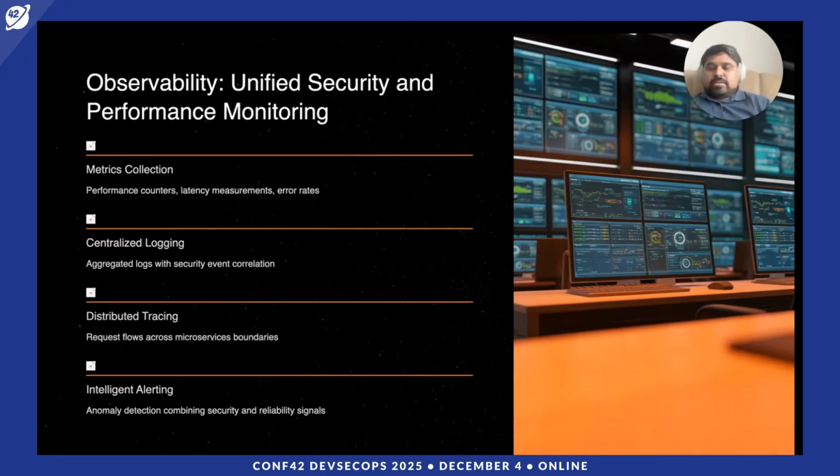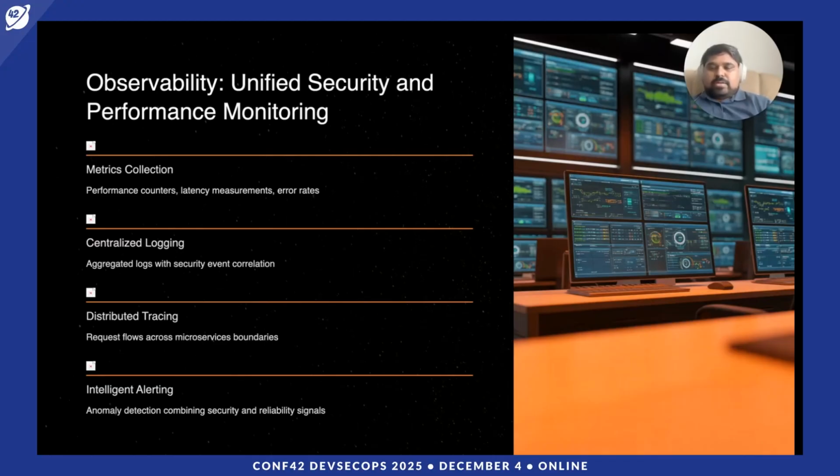Second is centralized logging: aggregated logs with security event correlation. Every service generates logs. You collect them in one place. Security correlation: did we see suspicious patterns? Multiple failed logins from the same IP, and things like that.